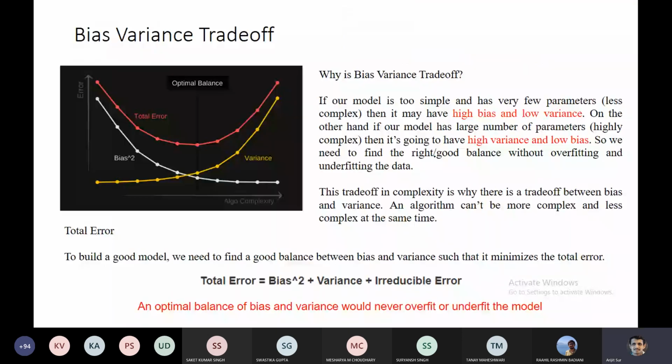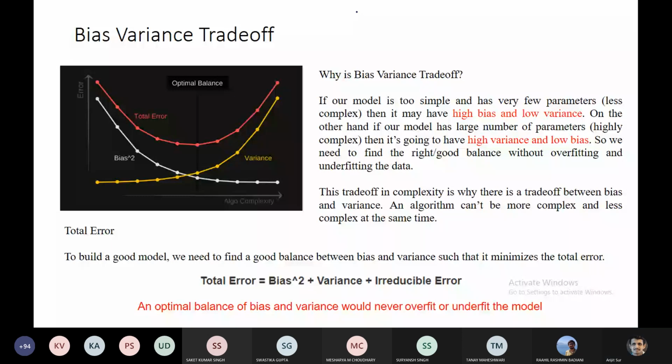This particular slide is important because here we formalize a practical machine learning model. Formalize in that sense, try to understand what happens in practice. So why the bias variance trade-off? We are trying to understand that there is a trade-off between bias and variance.